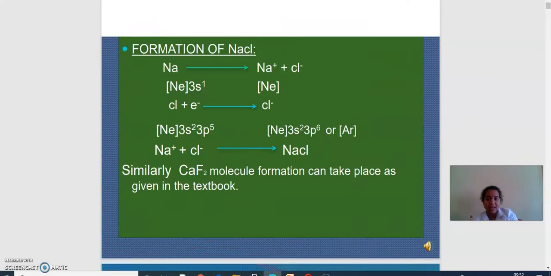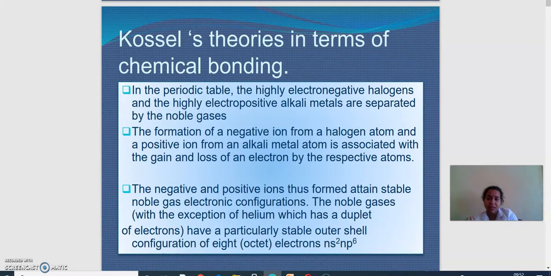How can we identify this ease? On the basis of Kossel's and Lewis theory, in the periodic table, on the left side we have alkali metals, and on the right side the highly reactive halogens. Alkali metals are highly electropositive in nature and halogens are highly electronegative in nature. They are separated by noble gases. So what is the ease of the formation of cation?